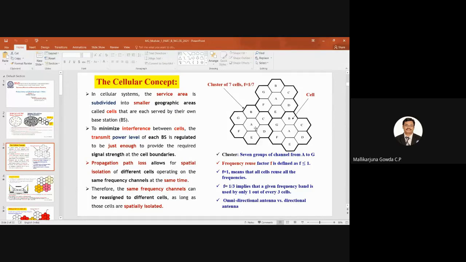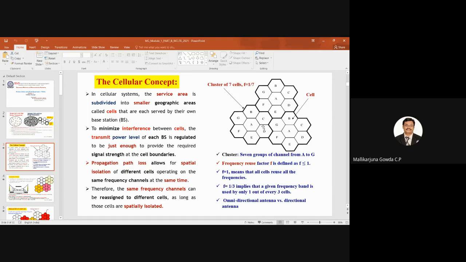Yes, sir. And we all know that the propagation path loss allows for the spatial isolation of different cells operating on the same frequency channels at the same time. I will come to this: what is path loss, how do we calculate it. I think as of now you may be aware. As we move away from the base station, the power received by the receiver will be decreasing exponentially, right? So that makes us spatially isolate the different cells which are operating on the same frequency at the same time.